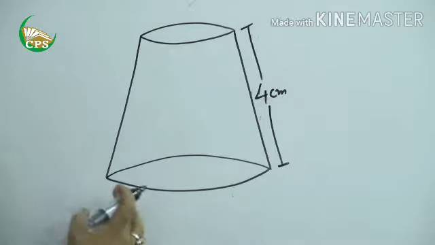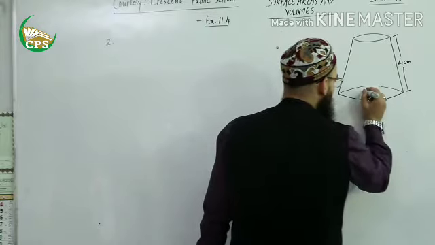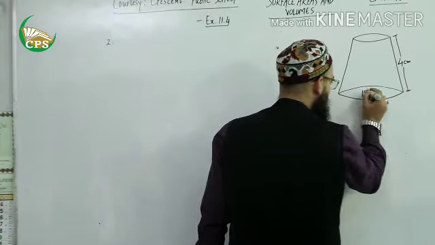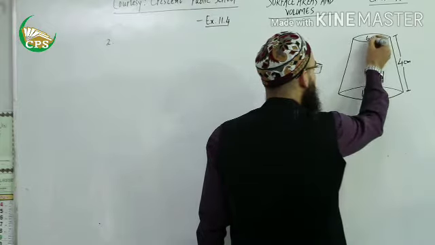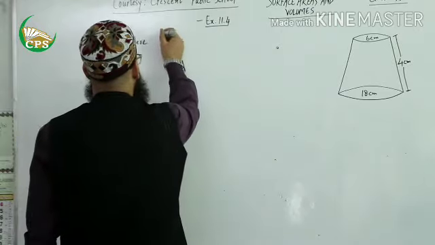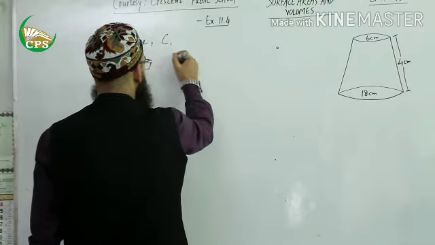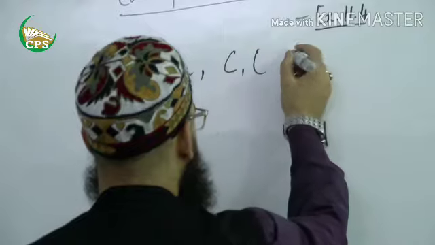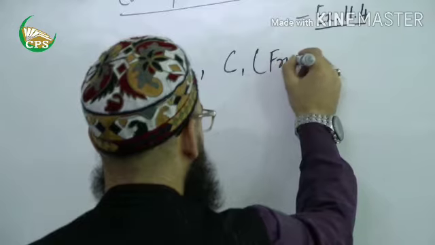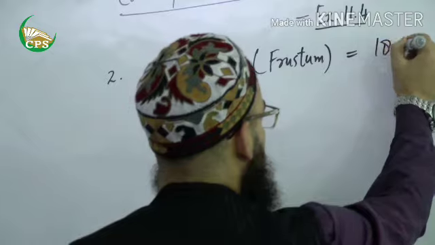Naturally, the bigger one would be 18 and the smaller one would be 6. The circumference here is 18 centimeter and here the circumference is 6 centimeter. You need to find the curved surface area of the frustum. Circumference of the bigger one, that is C1 of the frustum, is how much? 18 centimeter.